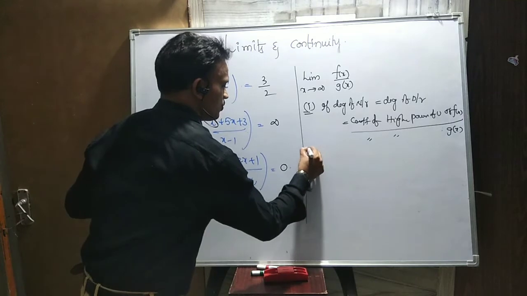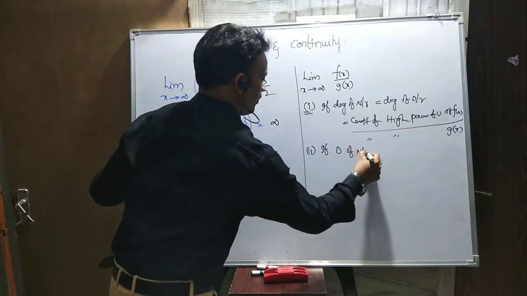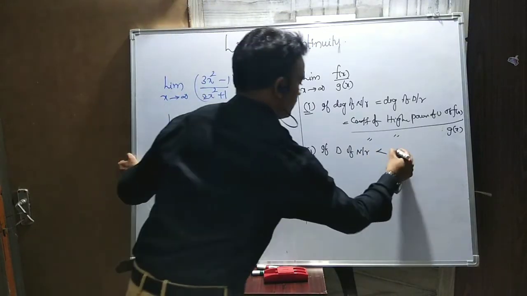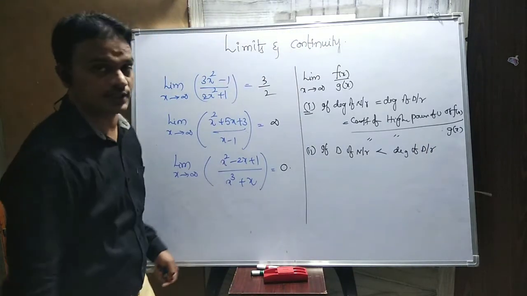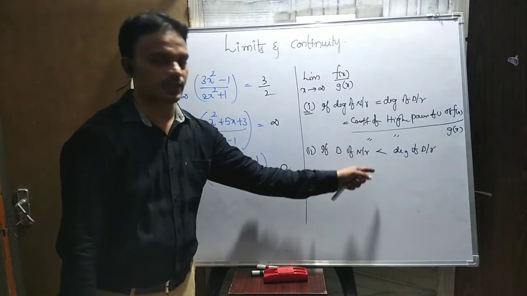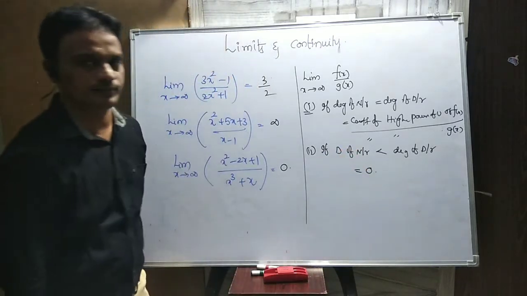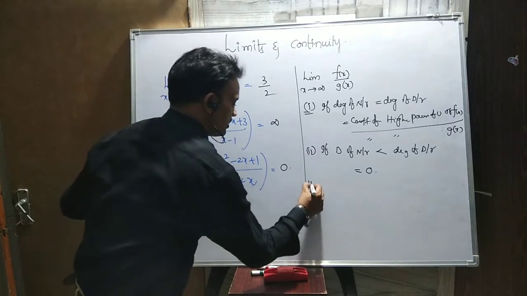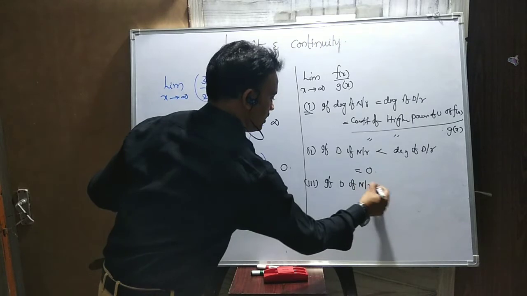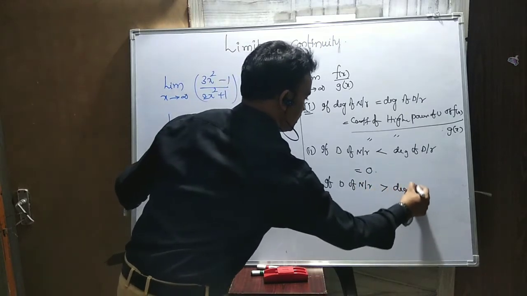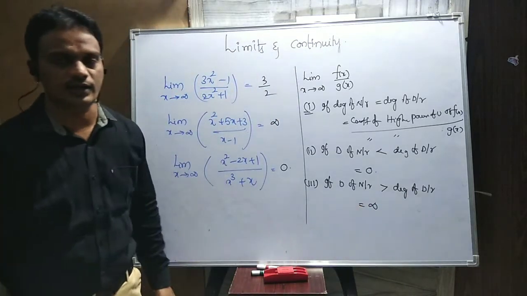Coming to case 2: if the degree of the numerator is less than the degree of the denominator, in that case its limit is 0. Then the third case: if the degree of the numerator is greater than the degree of the denominator, in that case its limit is infinite.